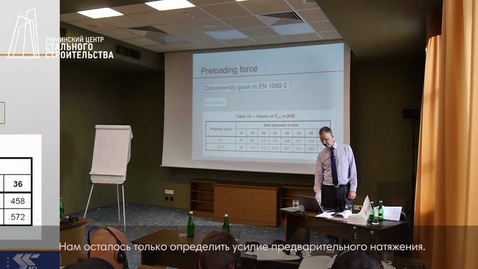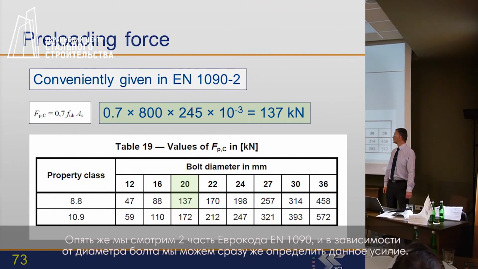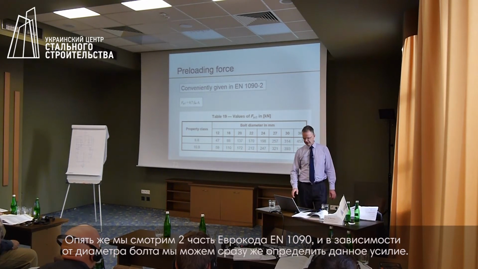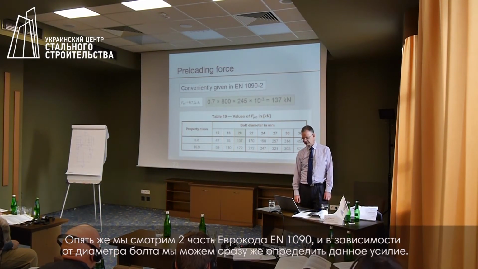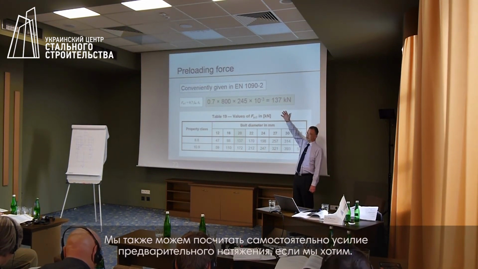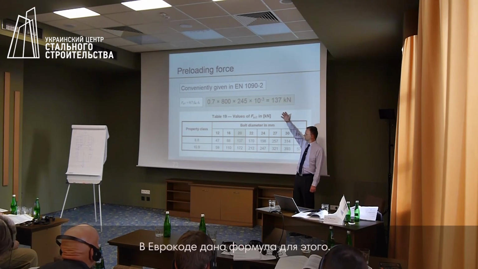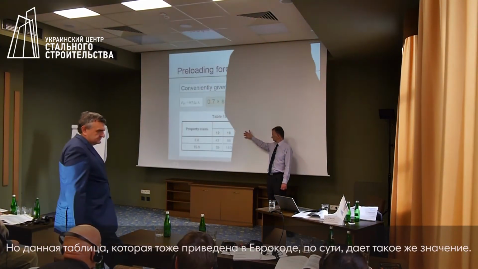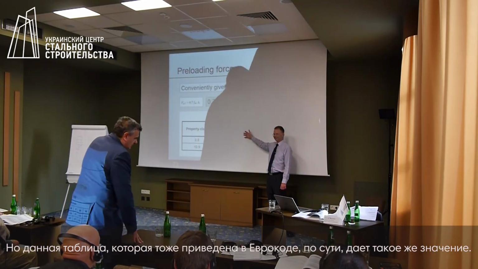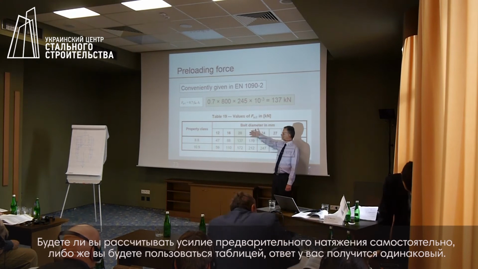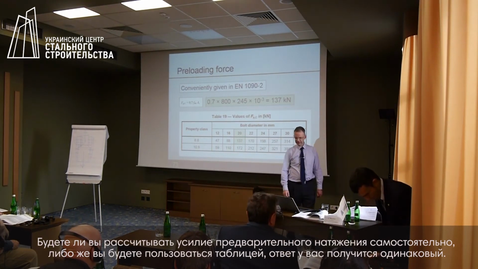Then all we need is the preloading force. So again, we could look in 1090 part 2, and for different bolt diameters, we can immediately read off the preloading force. We can calculate the preloading force if we wish, and the Eurocode tells us how to do it, but this table within the Eurocode gives us precisely the same answer, whether you calculate or whether you just read from the table.